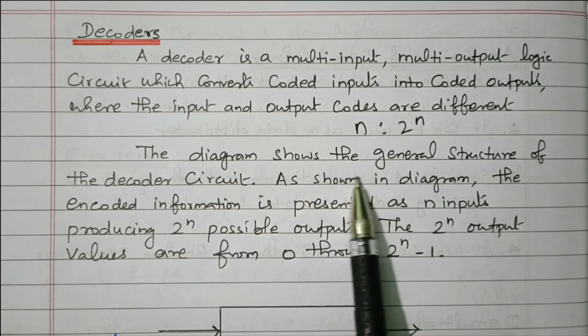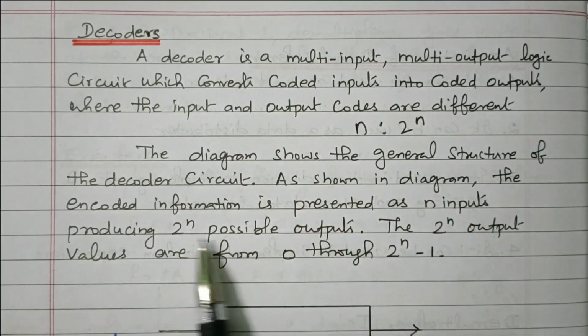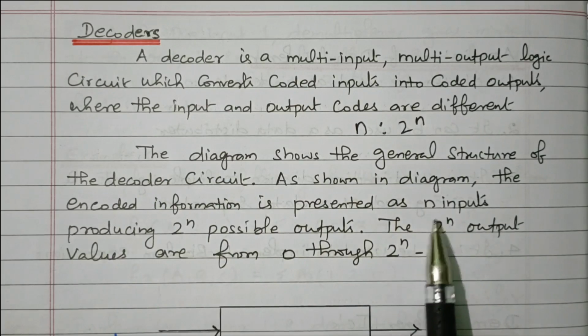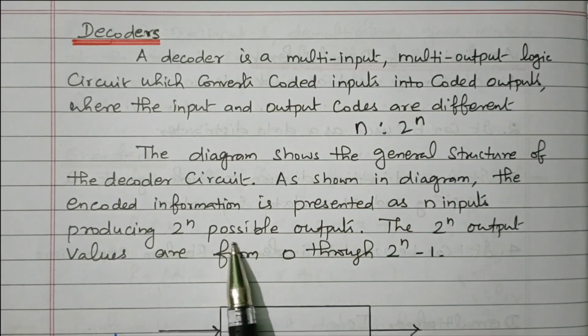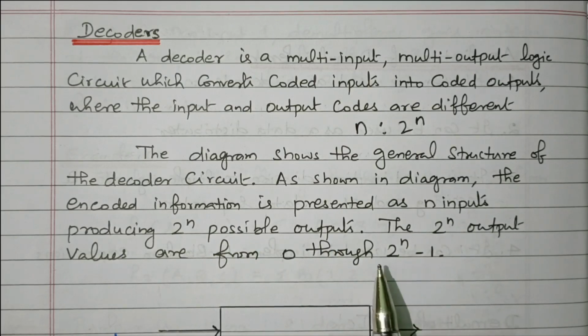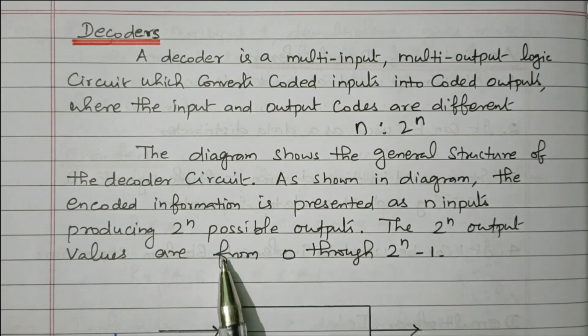The diagram shows the general structure of the decoder circuit. As shown in the diagram, the encoded information is presented as n inputs, producing 2 to the power n possible outputs. The 2 to the power n output values range from 0 through 2 to the power n minus 1. Now we will see the diagram having n inputs and 2 to the power n possible outputs.